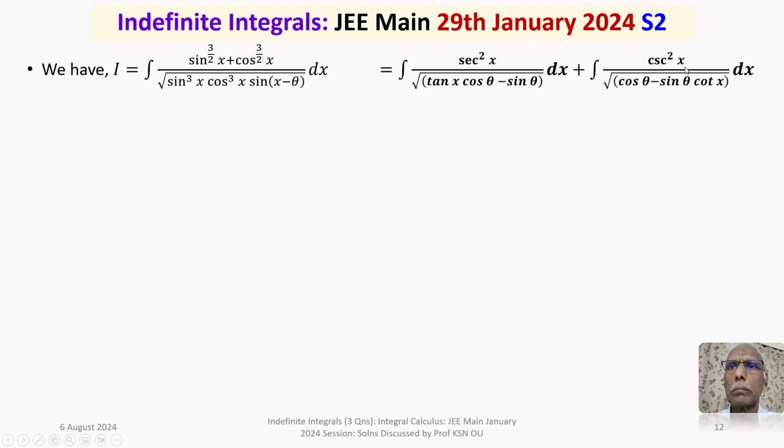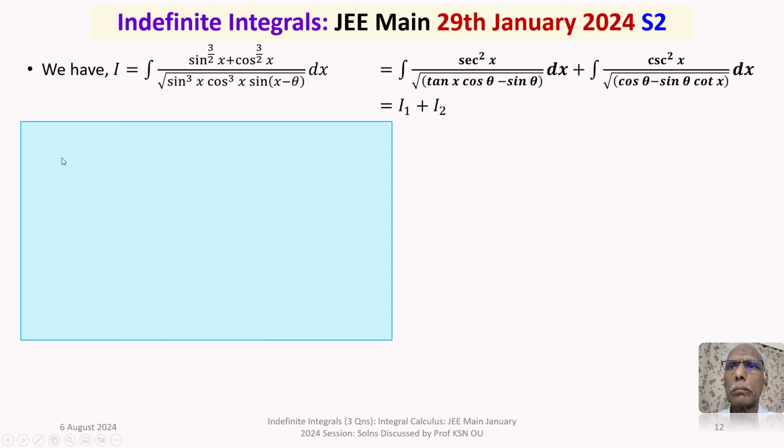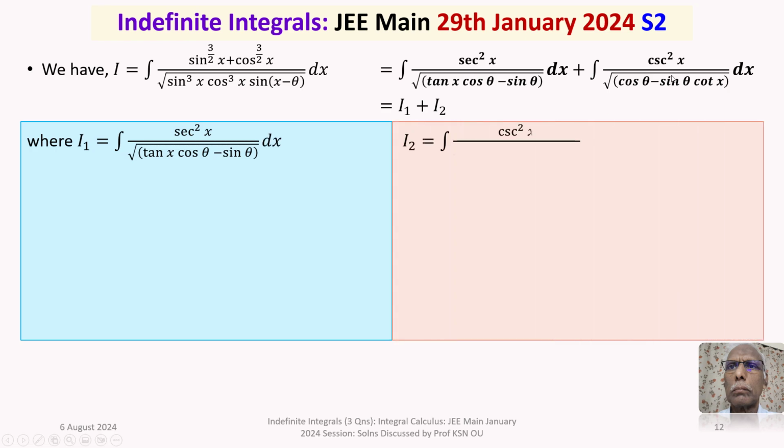Let's call this I1 and this I2. You will get I1 plus I2, where I1 is the first integral and I2 is the second integral. Agreed. Let's now evaluate I1. Right. So what we have done is put tan x cos theta minus sin theta, which is appearing in the denominator, equal to u.